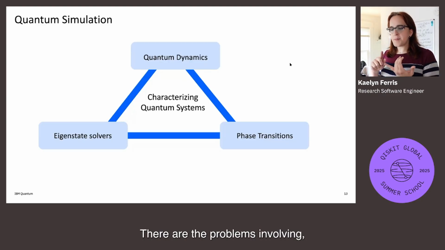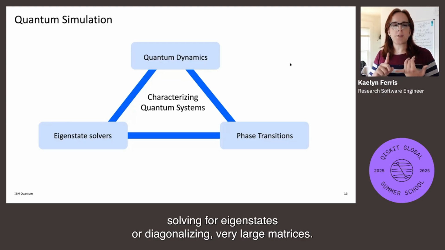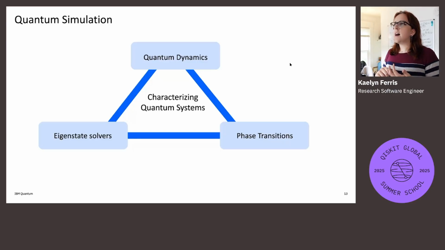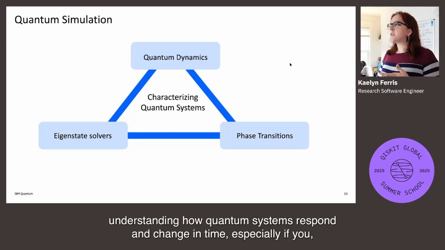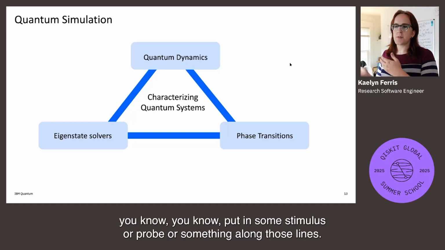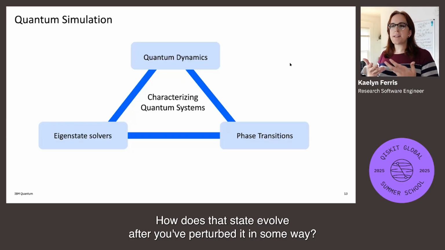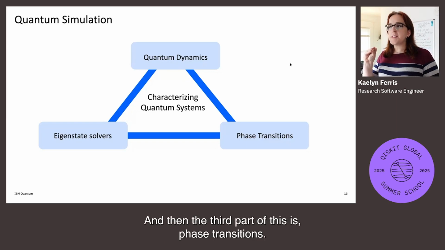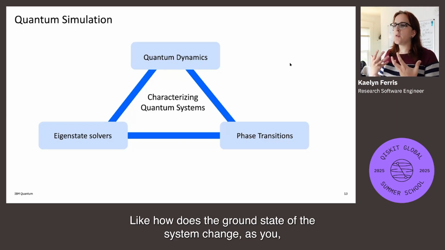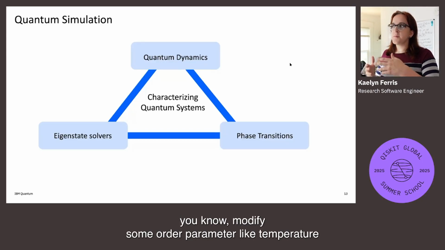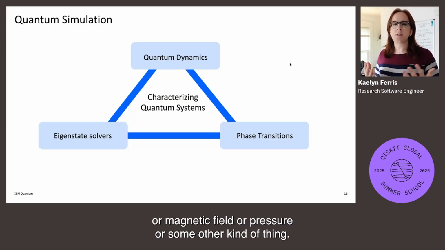There are the problems involving solving for eigenstates or diagonalizing very large matrices. There is the problem of understanding how quantum systems respond and change in time, especially if you put in some stimulus or probe. How does that state evolve after you've perturbed it in some way? And the third part is phase transitions: how does the ground state of the system change as you modify some order parameter like temperature, magnetic field, pressure, or some other thing?